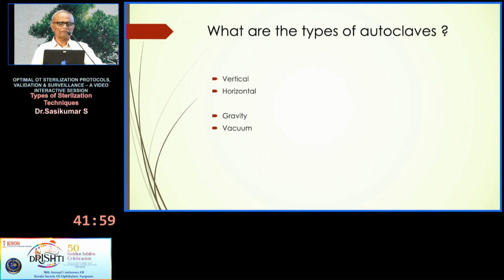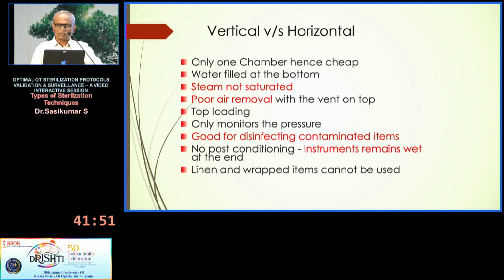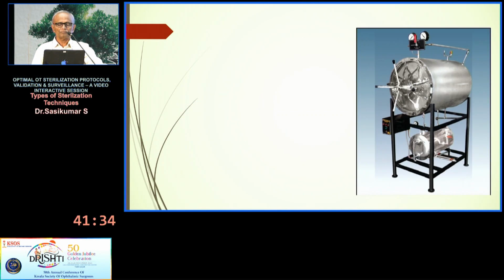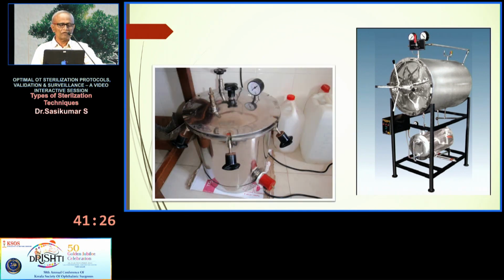What are the types of autoclaves that are available? One is the vertical and the horizontal, and also the gravity and the vacuum type of autoclave. In a vertical autoclave, the steam is never dry, because there is only a common chamber for steam generation and for the kill time. This doesn't have any role in sterilization of surgical instruments, and is at best good to disinfect contaminated items. In a horizontal autoclave, there is a separate chamber to produce saturated steam, and that is the best. And the vertical autoclave just has some gauges and cannot be used for sterilizing our surgical instruments.